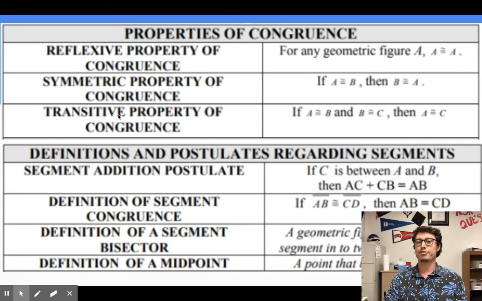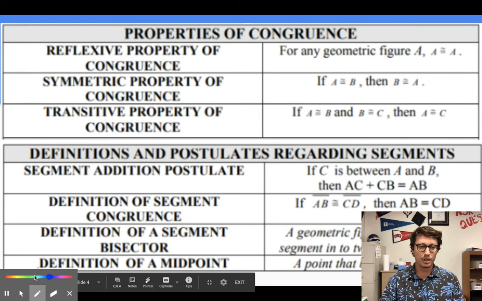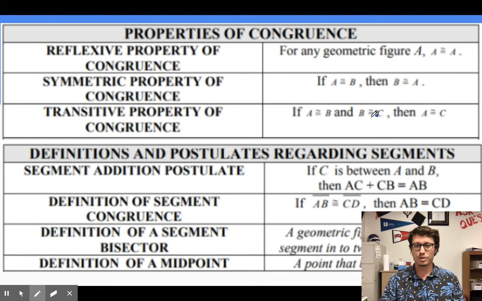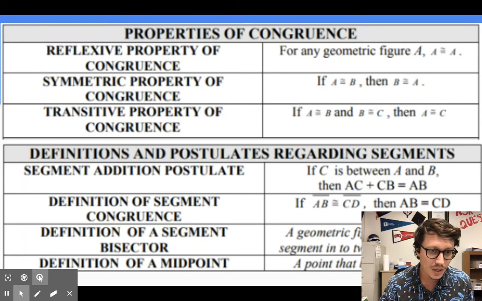Sometimes a transitive property can also be explained as the substitution property, because technically, if we take our original sentences, A is congruent to B and B is congruent to C, since B is both congruent to A and C, technically you are then substituting in C where B used to be. All right, so sometimes transitive and substitution get used as the same, okay?